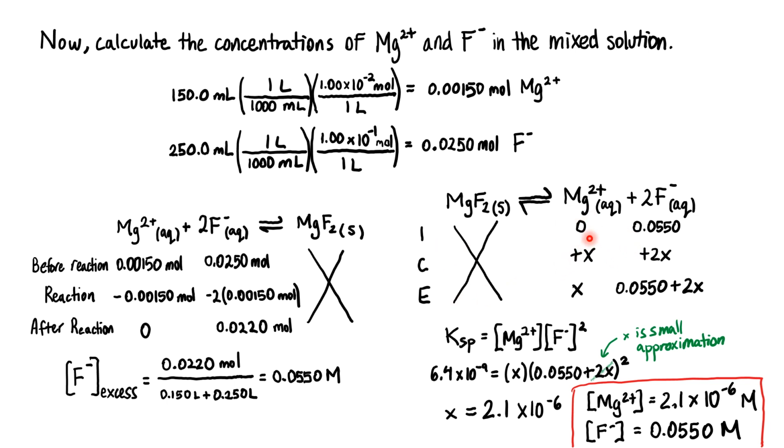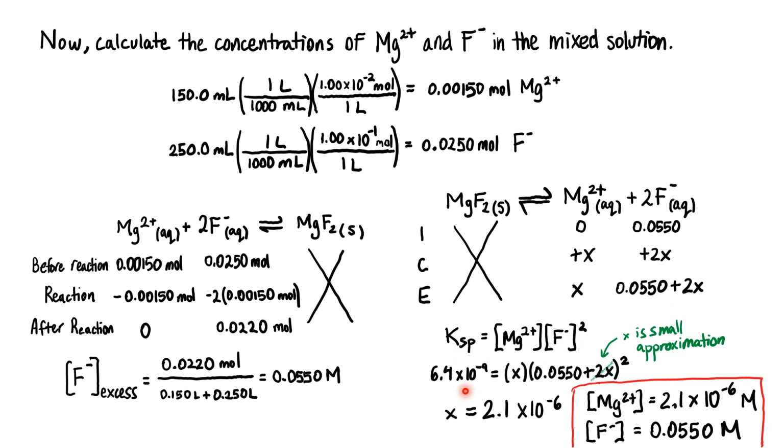So we have initially 0 magnesium, quote unquote, right? Based off of this, we have 0. We have 0.0550 molar F minus. That's an excess. We just calculated that from here. What's the change? It's going to be plus X and then plus 2X, right? And their equilibrium is going to be X and then 0.0550 plus 2X. And now we plug this into our KSP expression.